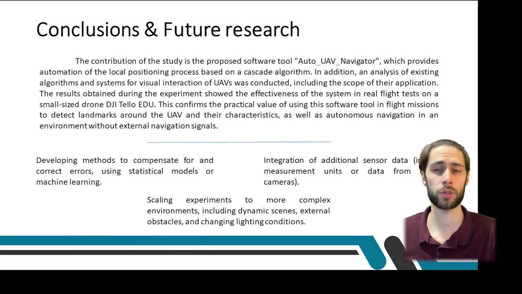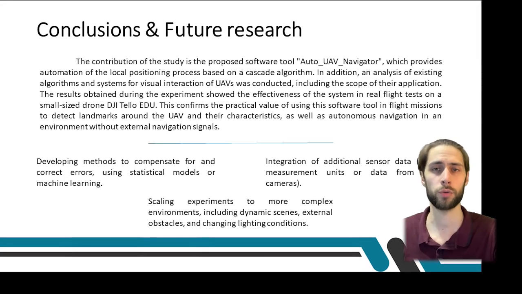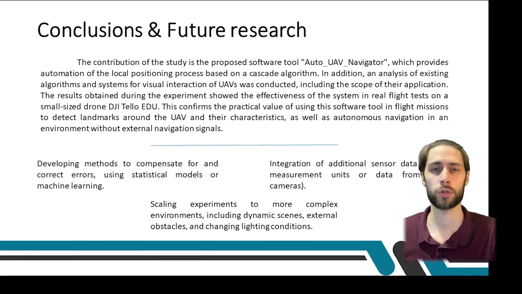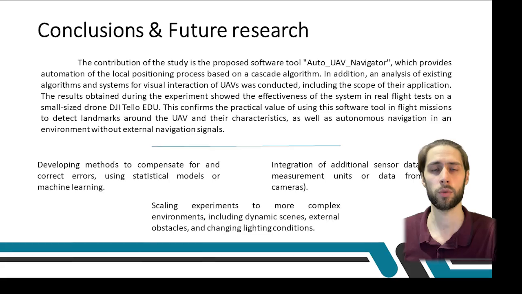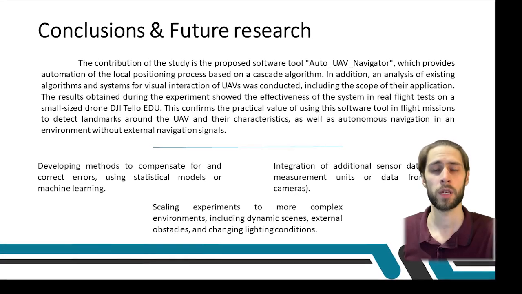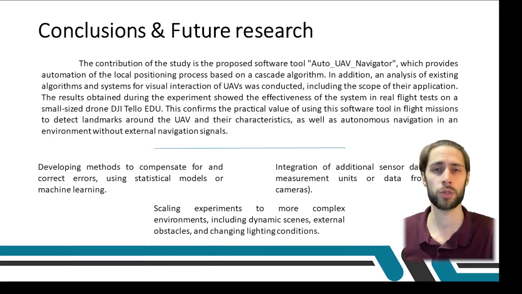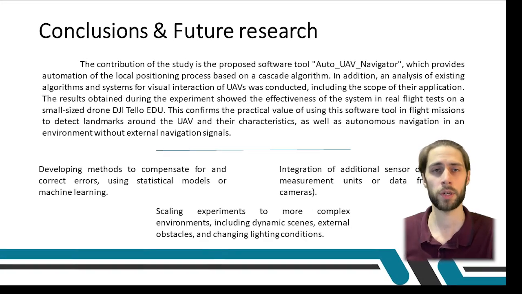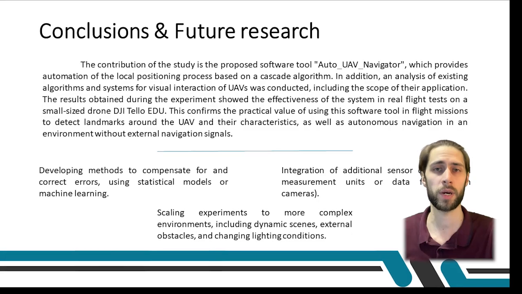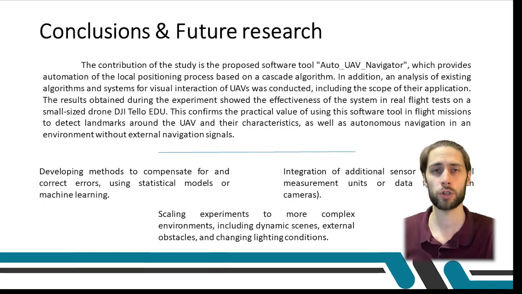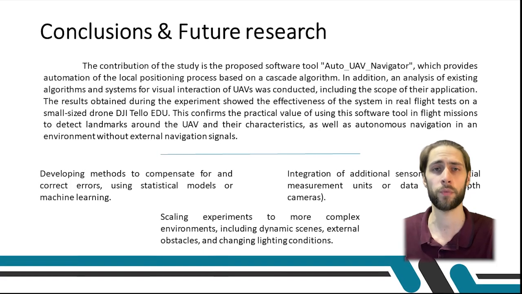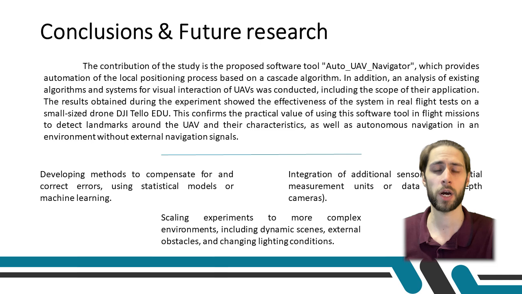Therefore, the proposed software application Auto UAV Navigator, which provides automation of the local positioning process based on a Cascade algorithm, is an important contribution to the research, as it allows not only to detect objects and calculate their position based on the basic methods of visual positioning, but also to choose the most accurate one of them, as well as to conduct modeling in a complex environment.